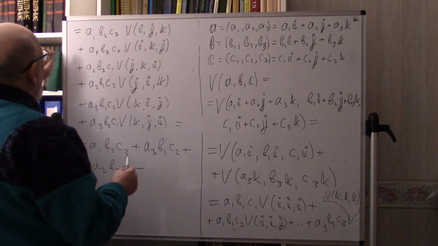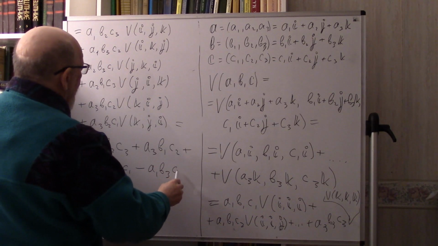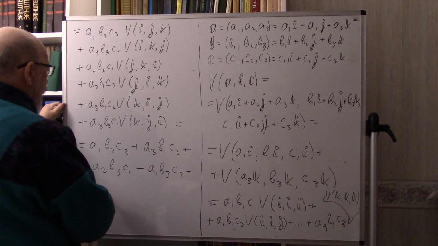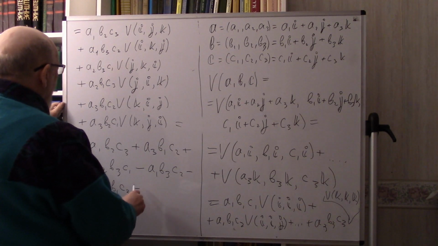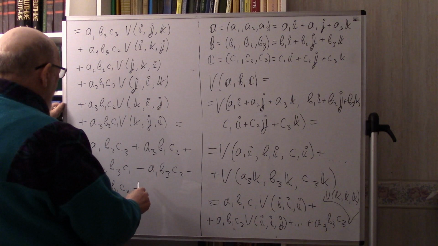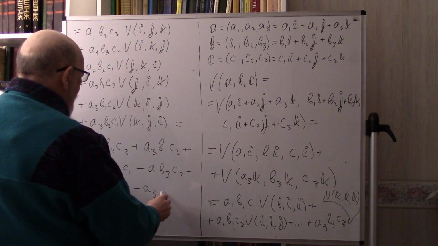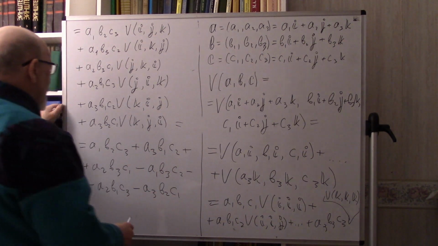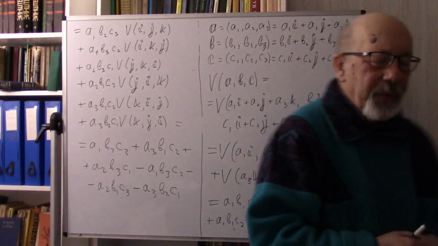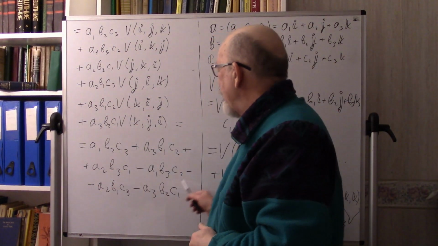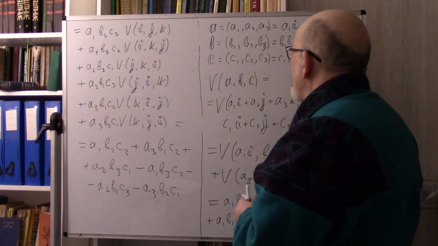All other terms are negative. I mean, these volumes are negative. So this term minus A1, B3, C2, minus A2, B1, C3, minus A3, B2, C1. Okay, so if you look closely at this result, it is something familiar. It turns out that it is simply a determinant.